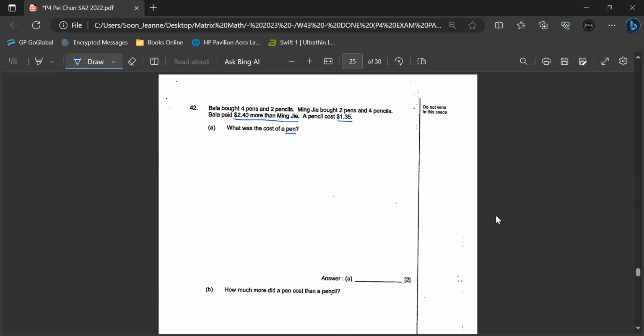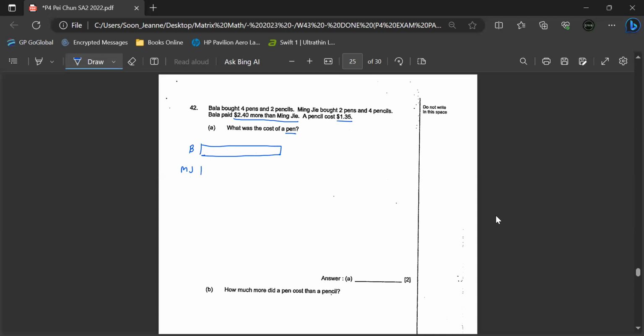So given that when you read, Bala bought 4 pens and 2 pencils, Mingjie bought 2 pens and 4 pencils, and Bala paid $2.40 more. Which means that the pens are more expensive than the pencils because Bala bought 2 more pens, right? So what we do is we are going to draw something like a unit model, okay? So we draw Bala and Mingjie, MJ. So that means Bala definitely pays more, right? So Bala's model will be longer than Mingjie's, with a difference of $2.40.